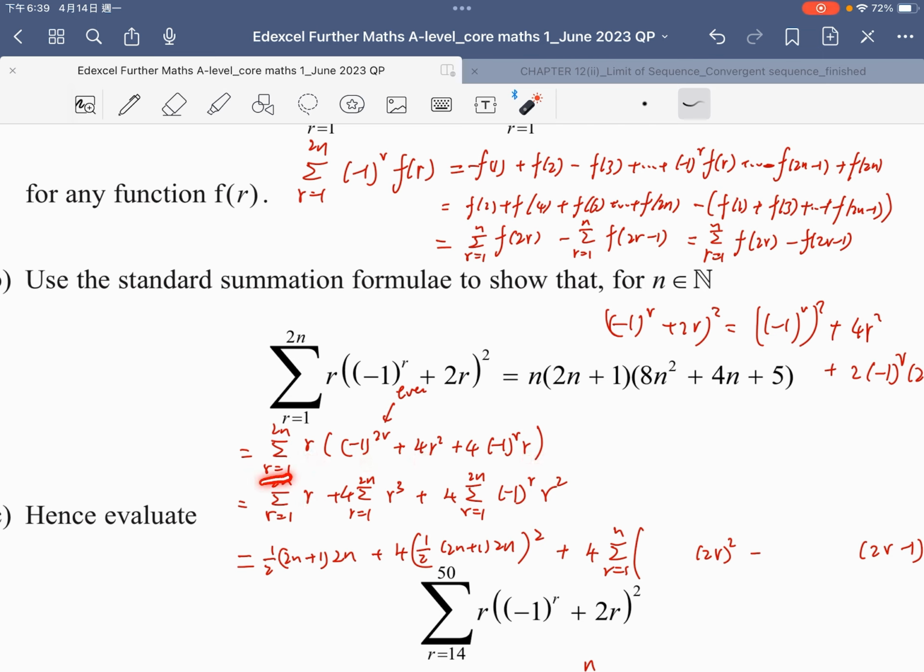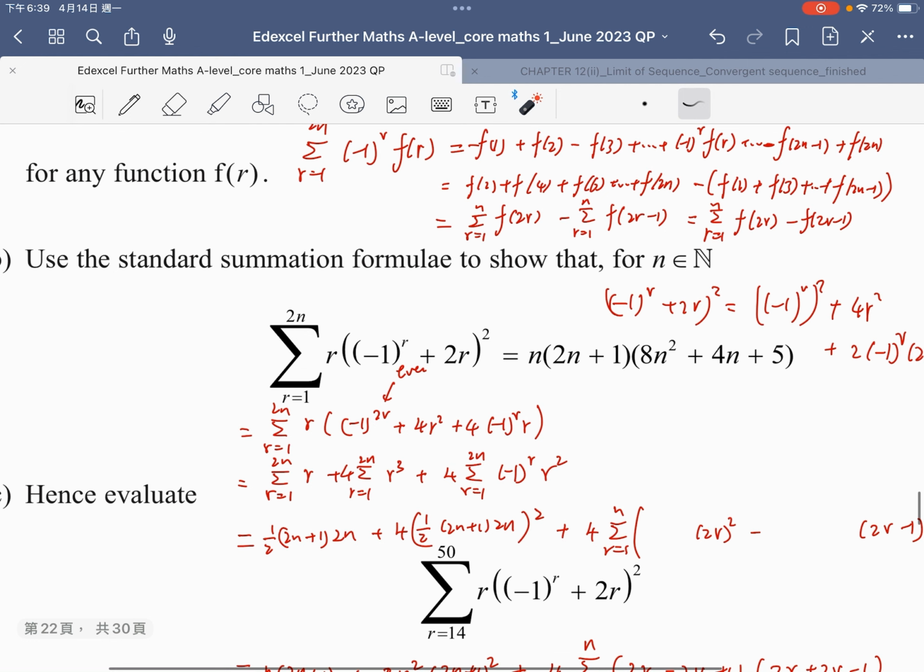And the summation also enjoys the property of the distributive law, so I distribute over each term of the expansion. The first one is the simple form of an AS: first term plus last term, times the number of terms, over 2. That is the formula of the arithmetic sequence.